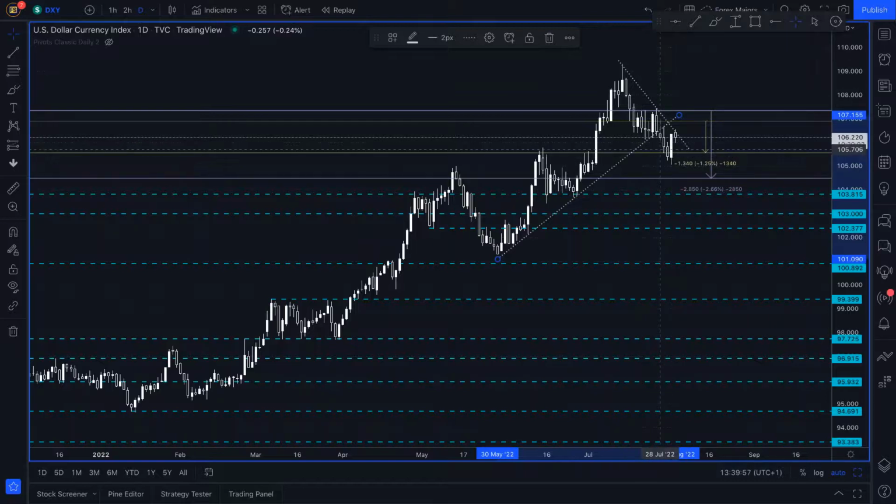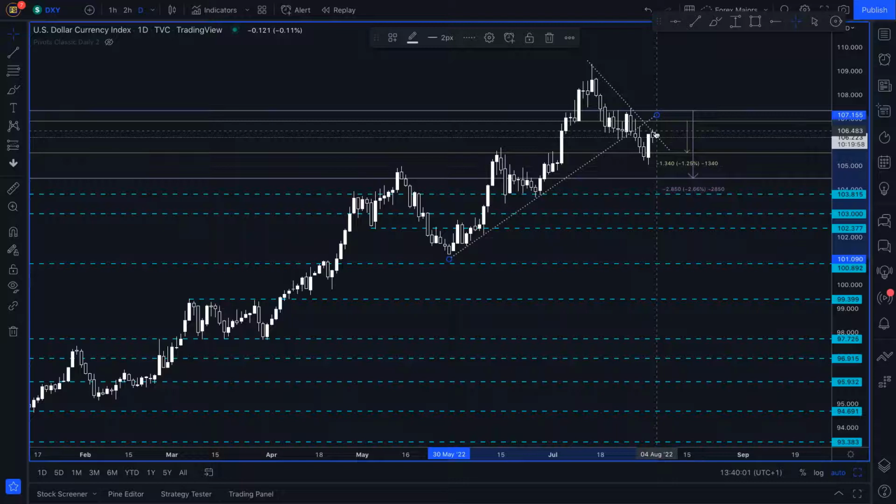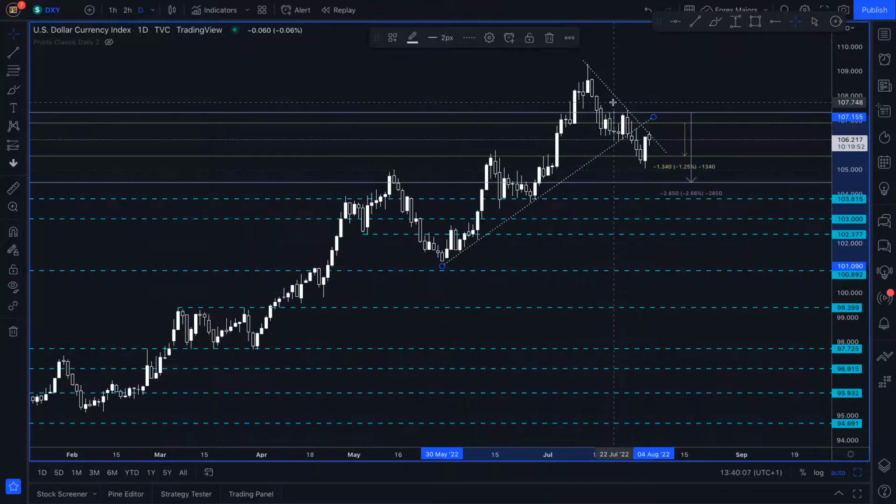Now, what that means is the dollar's trying to decide what to do. And if we see slowing growth, the expectations are that the Federal Reserve will be more tentative in hiking interest rates because they're sensitive to slowing growth. But will they? That's the question.